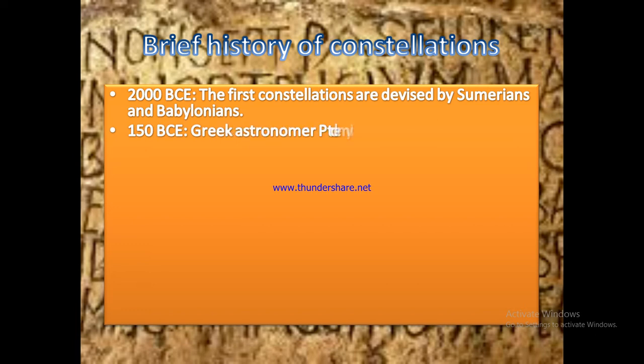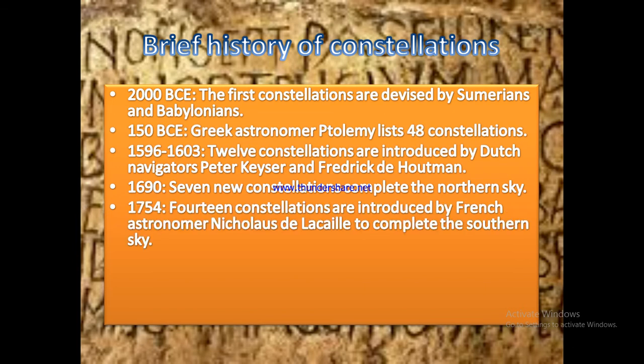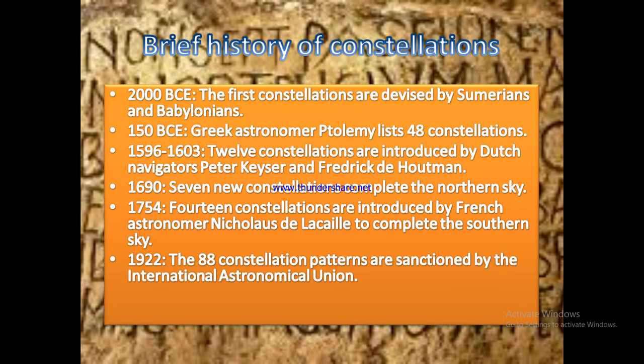Brief history of constellations. In 2000 BCE, the first constellations are devised by Sumerians and Babylonians. In 150 BCE, Greek astronomer Ptolemy lists 48 constellations. From 1596 to 1603, 12 constellations are introduced by Dutch navigators. In 1697, new constellations complete the northern sky. In 1754, 14 constellations are introduced by French astronomers to complete the southern sky. In 1922, the 88 constellation patterns are sanctioned by the International Astronomical Union.